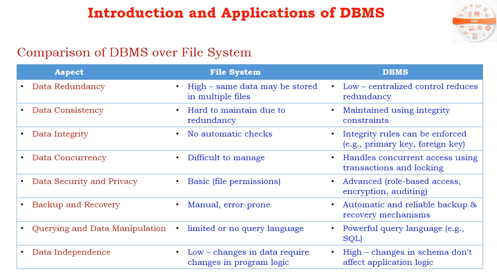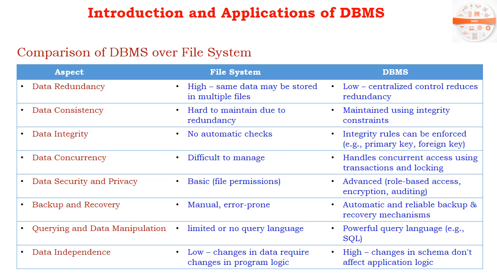The next aspect, data concurrency. In a file system, it is very difficult to manage. In a DBMS, concurrent access is handled using transactions and locking. And the next aspect, data security and privacy. In a file system, only basic permission is available. In a DBMS, advanced permission and security are available. The next aspect, backup and recovery. In a file system, we do this all manually, so errors will occur. In a DBMS, there is an automatic and reliable backup and recovery mechanism.